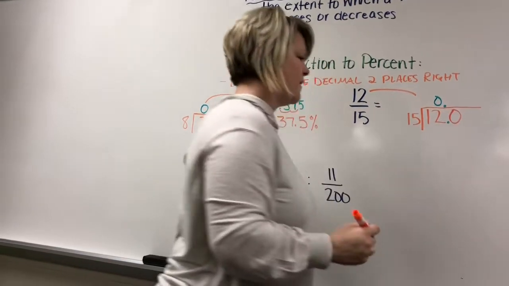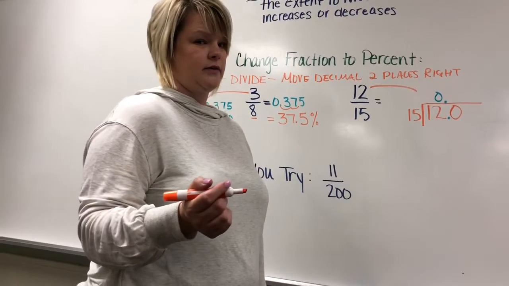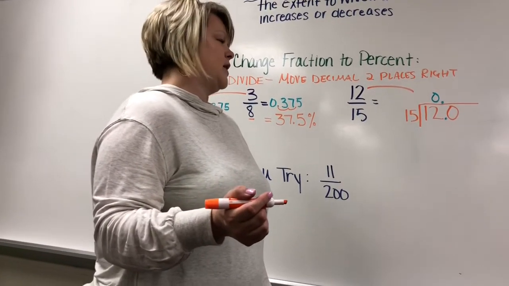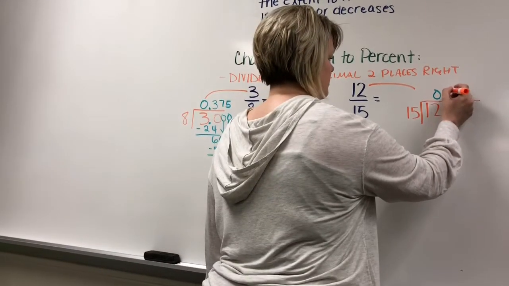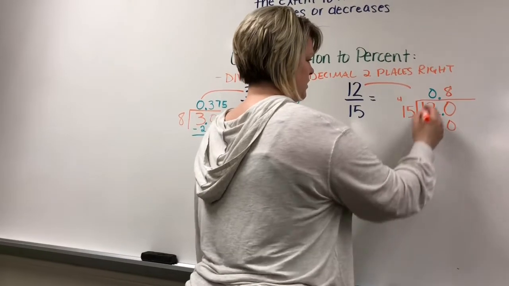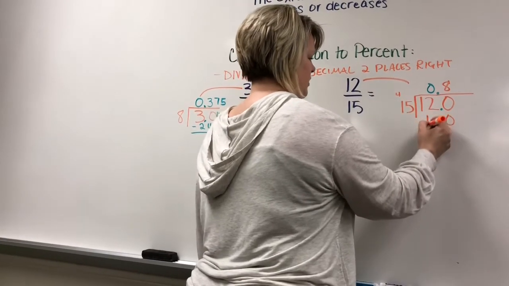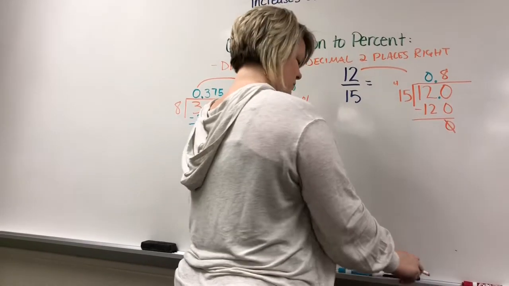Add a 0. 15 can go into 120 how many times, 8 times. I think 8. Let's try 8. So it's 40, carrying my 4. 8 plus 4 is 12. Look at that. That's beautiful. So it's done.